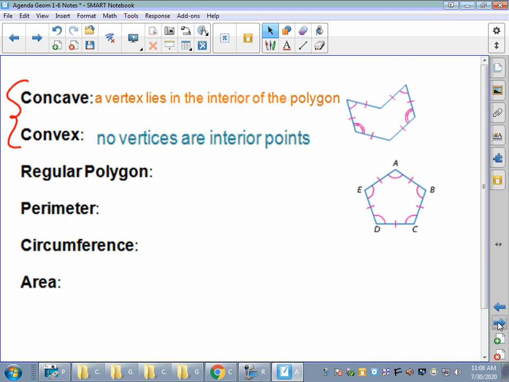A regular polygon, this term will come up quite often. A regular polygon means that all sides and all angles are congruent.